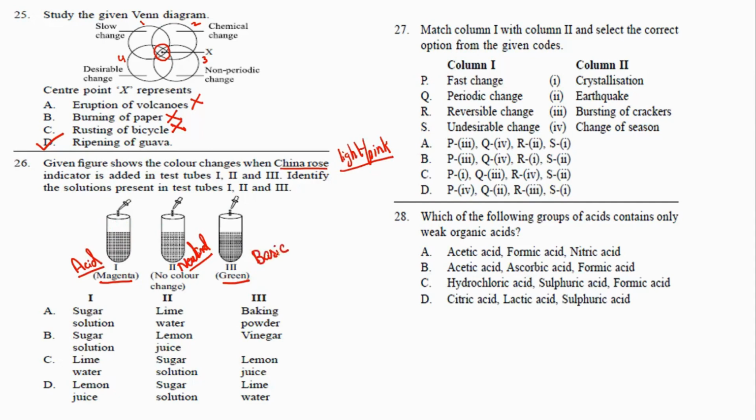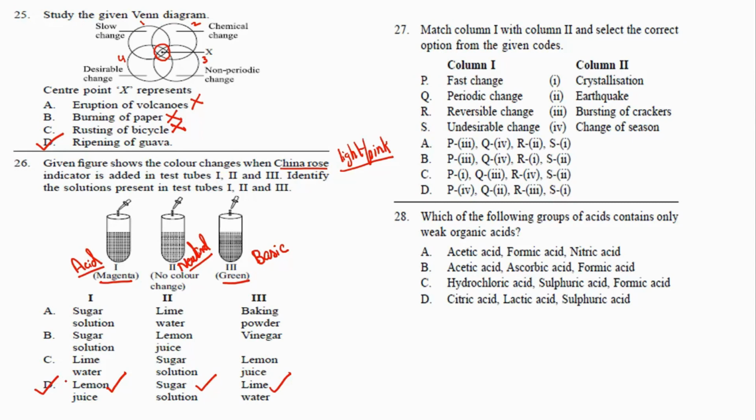So what should be our answer? Acidic is lemon juice, neutral is sugar solution, and basic is lime water. So D option can be the correct answer, right? China rose indicator, when added to any acidic solution, turns magenta. When added to any basic solution, it turns green. And when it is a neutral solution, no color change happens, right?